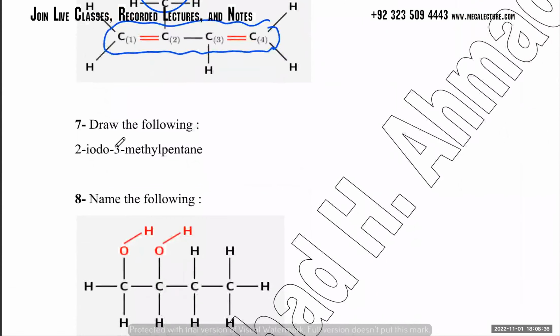Baki bhi jaldi se kar lete hain. It's pentane, that's 5. 3 methyl means on the third one there's a methyl, 1 carbon atom, and on the second one there's an iodine. And the rest are all, it's an alkane, so there's 1 H over here, 3 H's with this one.